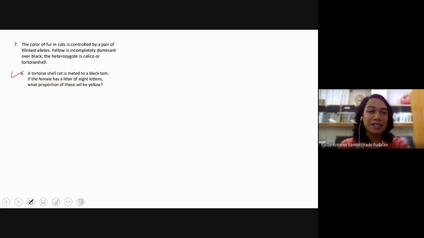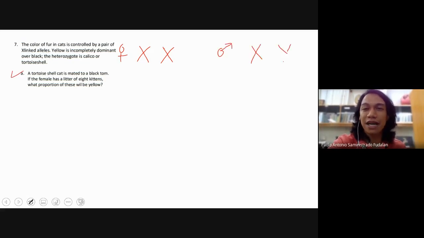The color of fur in cats is controlled by a pair of X-linked alleles. So X-linked again. Yellow is incompletely dominant over black. The heterozygote is calico or tortoise shell. So here we just look at the sex chromosomes. For females, you have two X chromosomes; for males, of course, X and Y. Yellow is incompletely dominant over black, meaning a female will only be yellow if what will be attached to the X chromosomes? Start first with yellow.